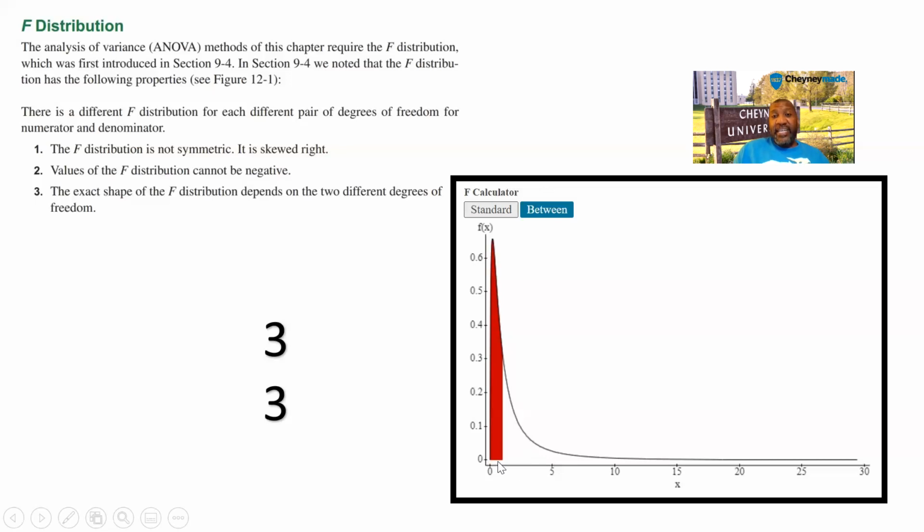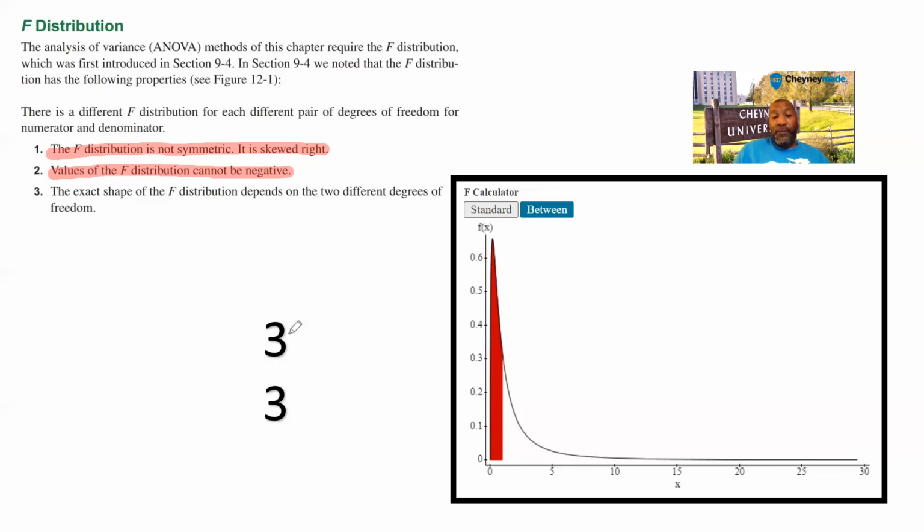Looking at this, it's not symmetric, as you can see. That's rule number 1. I just said this. The F distribution is not symmetric. It's skewed to the right. This is not symmetric, and it's skewed to the right. I'm not lying to you. The values of F cannot be negative. It starts at 1 and they increase. There's no negative side of this distribution, right? And the last thing I can't show you on this one slide, but saying the exact shape depends on the 2 different degrees of freedom.